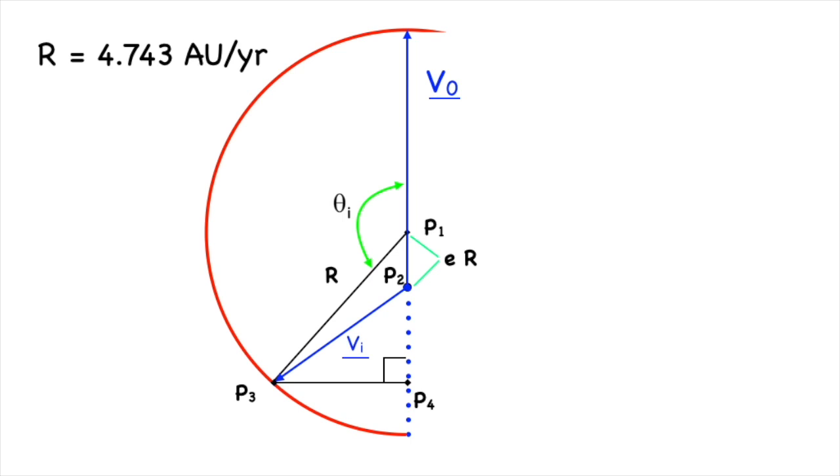P4 is a point on the dotted line such that the line segment connecting P3 to P4 is perpendicular to the diameter that we have constructed. The length of segment P3, P4 is capital R times sine theta. The length of segment P2, P4 is capital R times cosine theta minus E times capital R.